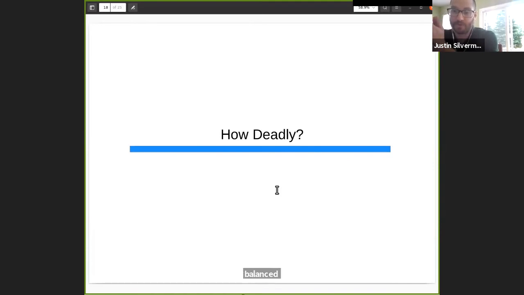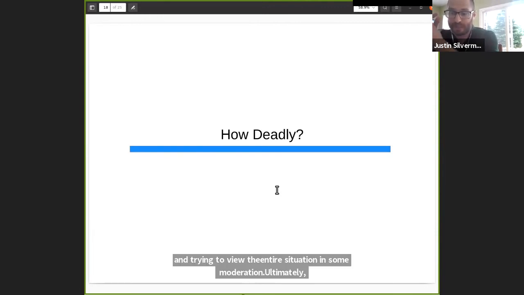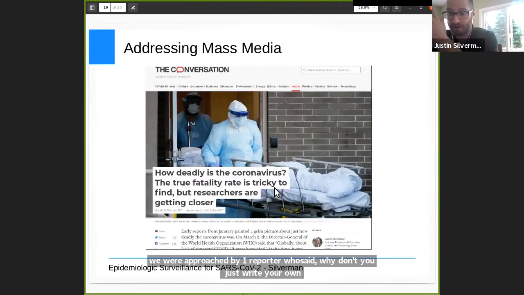And ultimately, we were approached by one reporter who said, well, why don't you just write your own article, basically. And so this was the conversation. We were approached by the others saying, we'd like you, they wanted us to write an article about how deadly SARS-CoV-2 was.